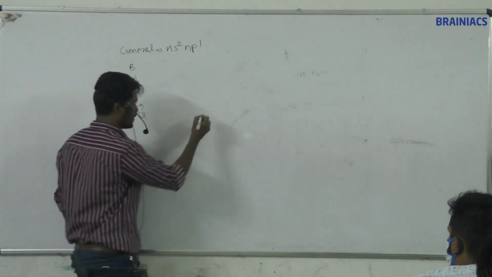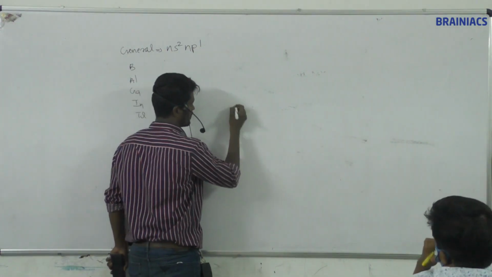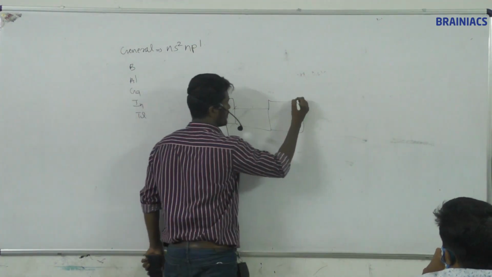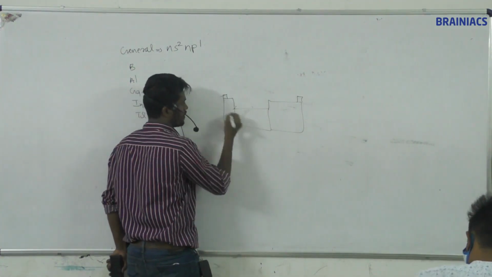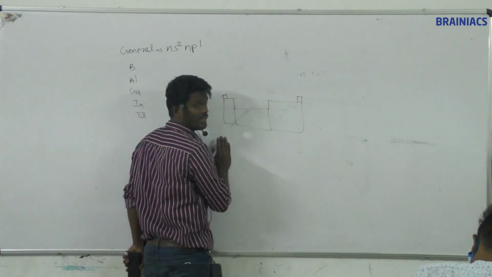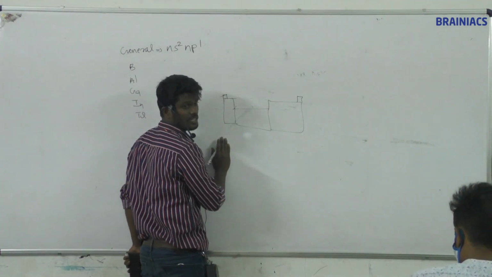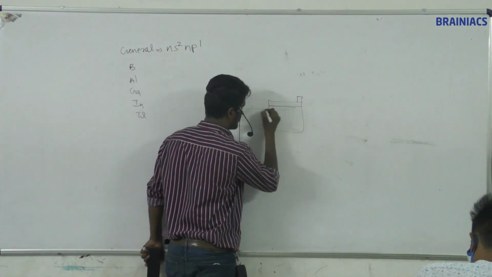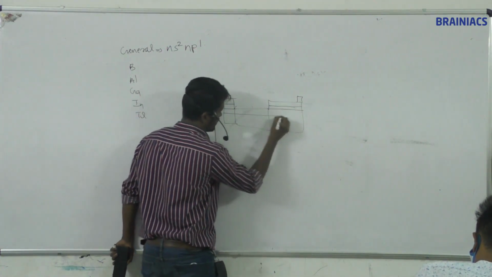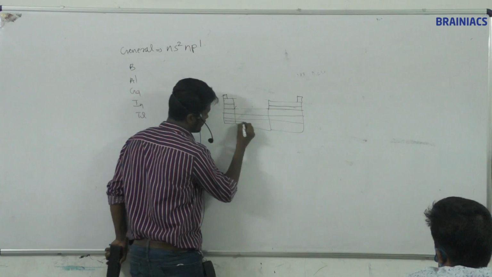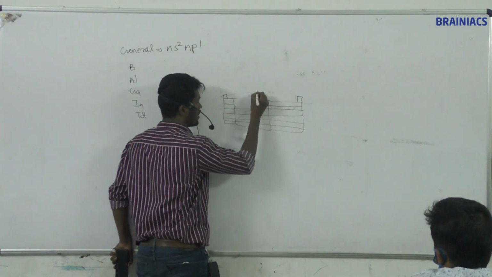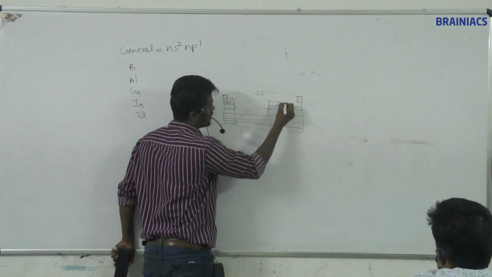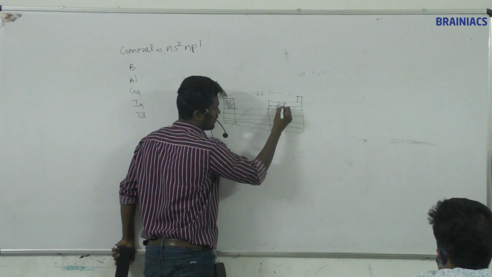Okay, periodic table. First period contains hydrogen and helium. Second period, third period, fourth period, fifth period, sixth period and seventh period. So these are 1s1 and 1s2. Okay, this is 2s and 2p. This is 3s and 3p.